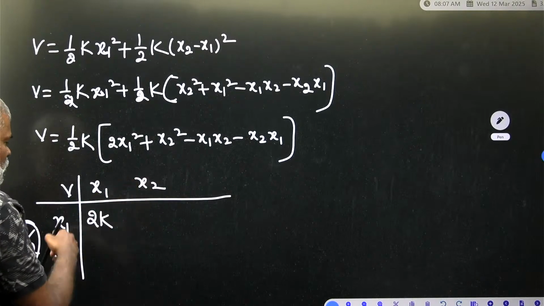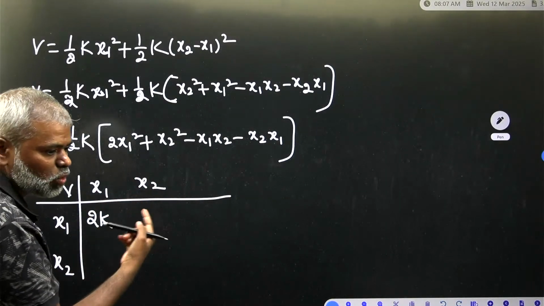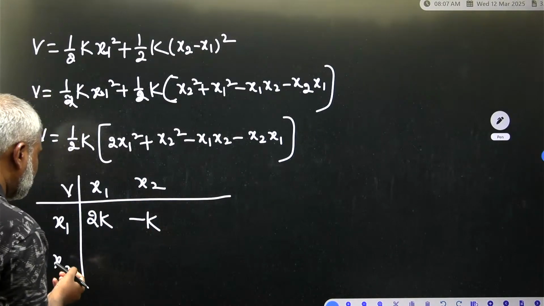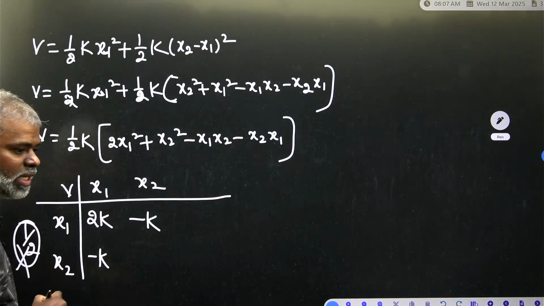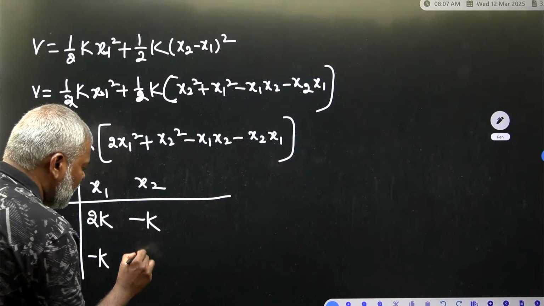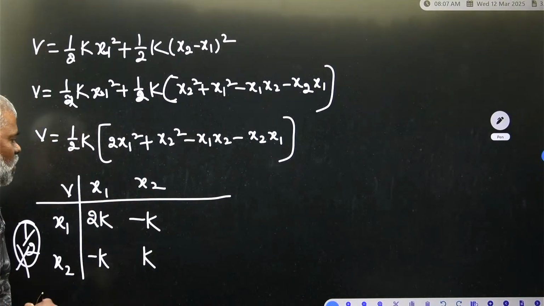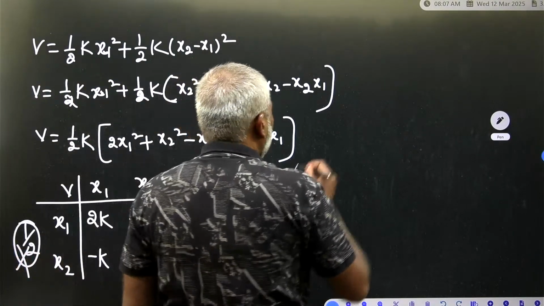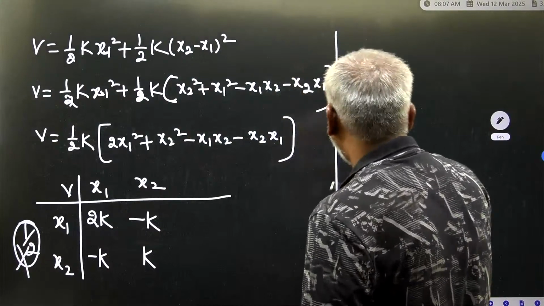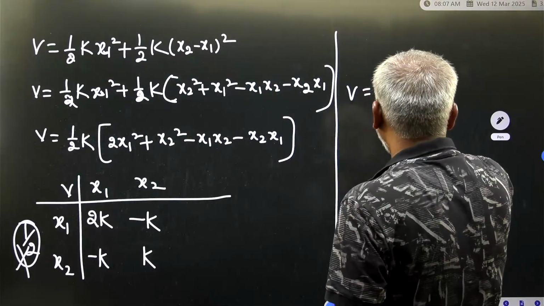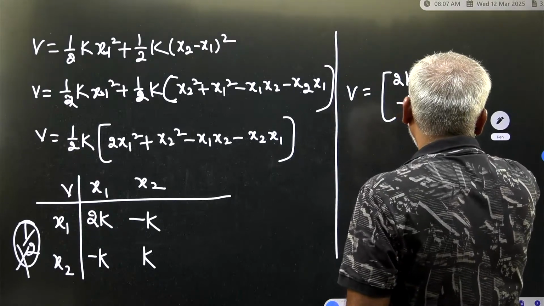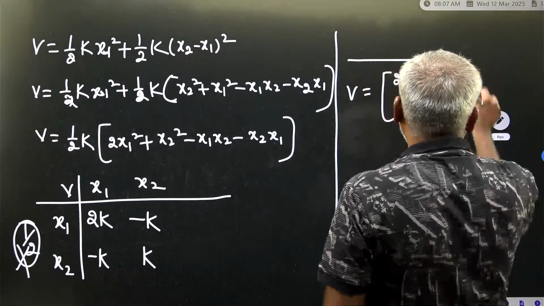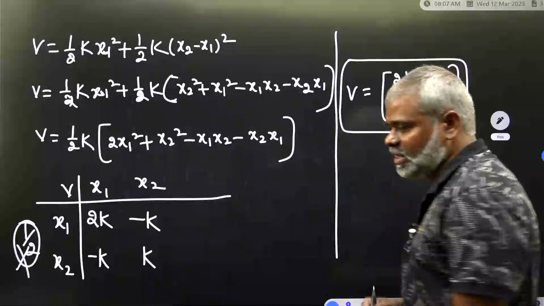Next, the x2 x1 term is equal to minus k, and the x1 x2 term also you take as minus k, and then x2 square is equal to k. Therefore the potential energy matrix is V equal to 2k minus k, minus k k. This is the potential energy matrix. Clear?